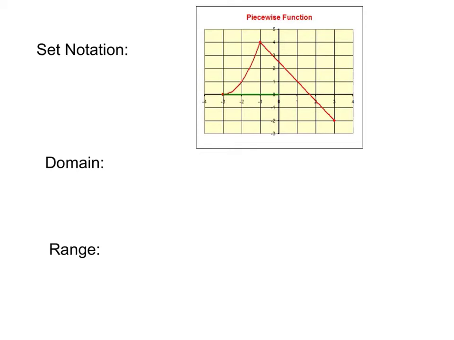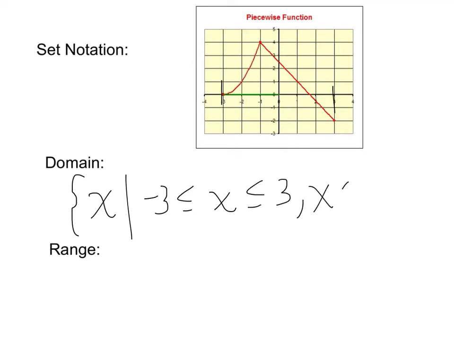All right, let's talk about how we write domain and range. We're going to use set notation, and set notation starts off with the curly bracket, which means the set of, and in this case, the set of x for domain, a line that means such that, and then we write in our interval, if it's appropriate. x is greater than or equal to -3, less than or equal to 3, and x is a real number.